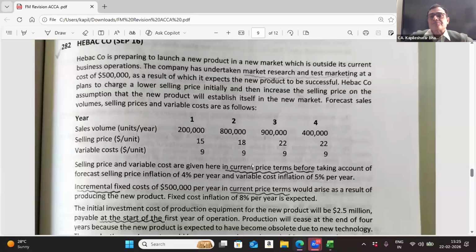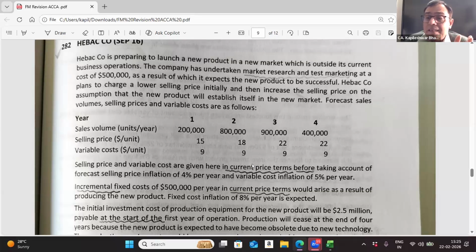Now let's come back. It says the company has undertaken a marketing research and test marketing at a cost of 5 lakh and as a result of which it expects the new product to be successful. Is this money yet to be incurred or is this money already incurred? He's telling you the company has undertaken a marketing research and test marketing, and they've reached a conclusion that it's going to be successful. So they've already incurred this money. And if they've already incurred this money, is this something which is relevant for my NPV or is this something which is irrelevant in nature?